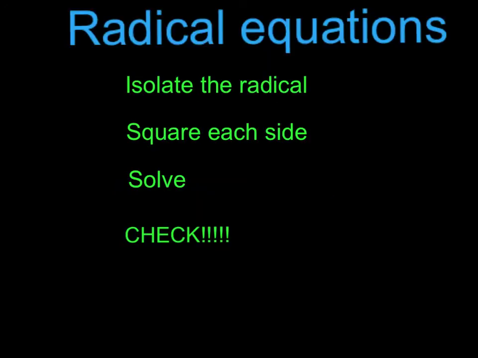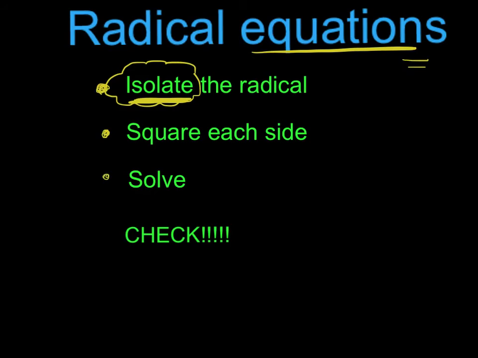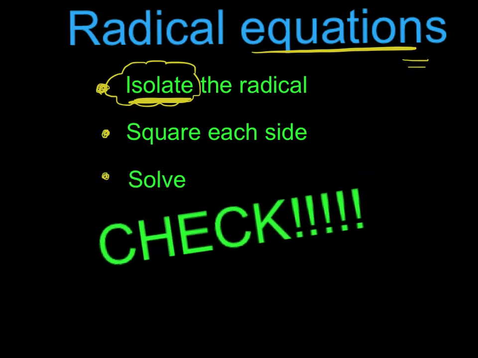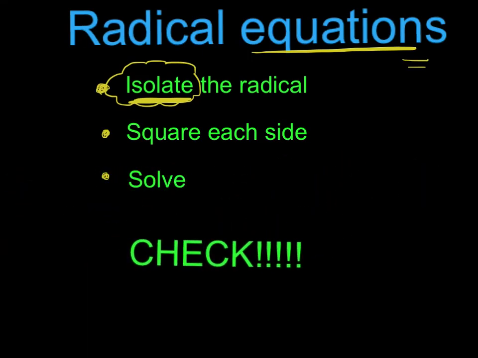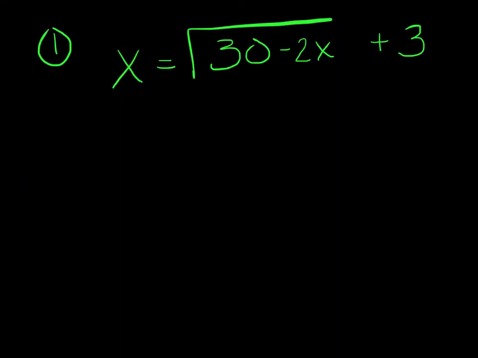Alright, we're going to switch gears and talk about radical equations. Now, equations obviously have an equal sign based off the word equation, and here are the steps we need to follow. Just like if it was absolute value, you need to isolate the radical. That's been our key theme here. Isolate the radical first. Square each side, solve, and of course, the most important one of all, make sure you check. Number 1, x equals radical 30 minus 2x, and then plus 3.